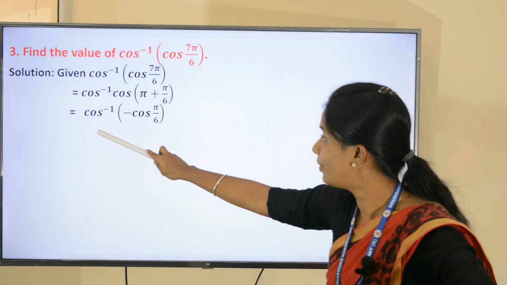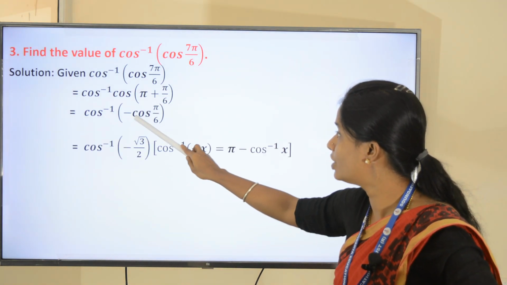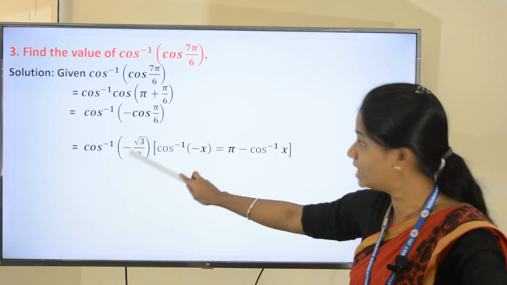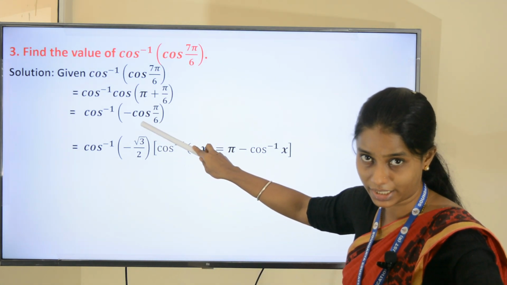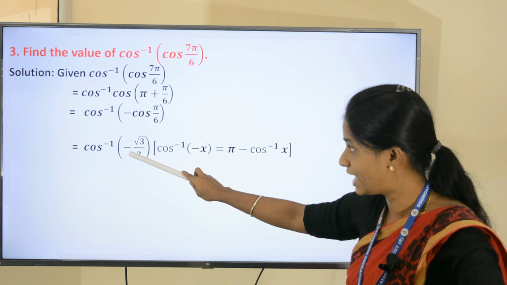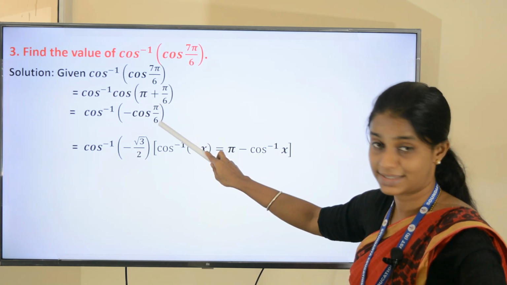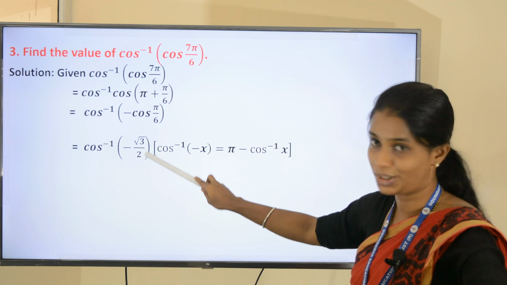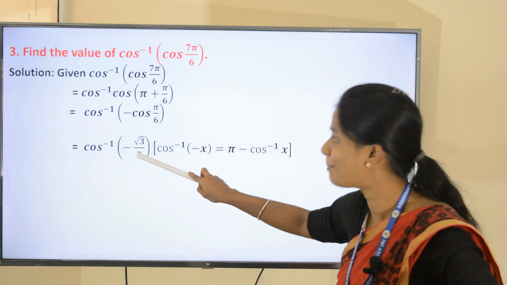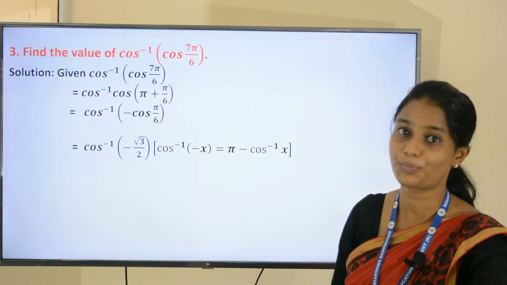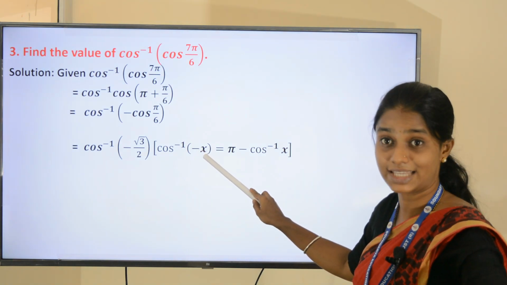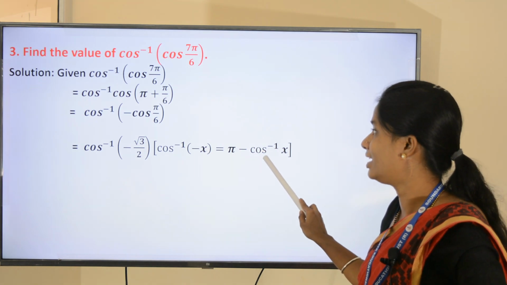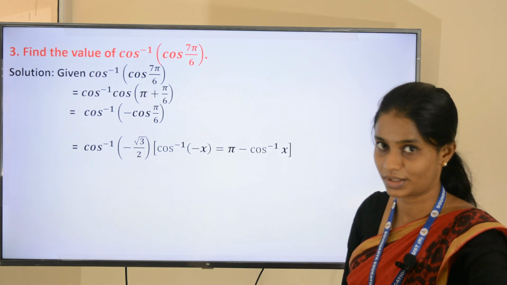Okay. Now, what will happen here, students? Cos inverse of minus, I will write as it is. I cannot apply any inverse trigonometric function property directly, so the minus I will write as it is. Cos pi by 6 value will be root 3 by 2. Now here I can apply the inverse trigonometric function property. Which property? That is cos inverse of minus x is equal to pi minus cos inverse x. Is this clear?